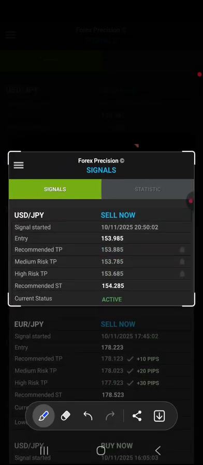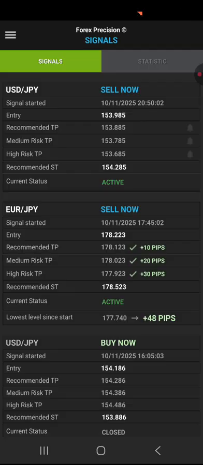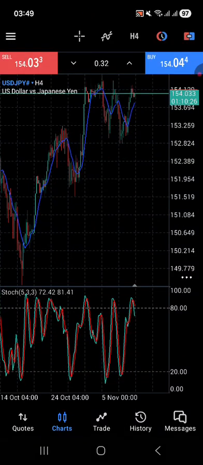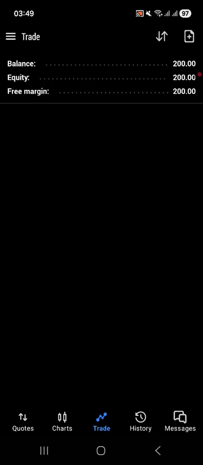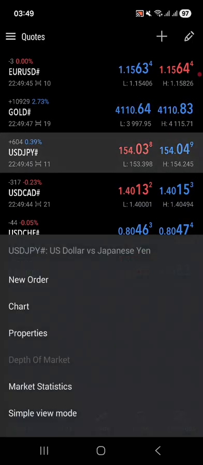And the price is 153.985. I look specifically at this 9.8. So I call out in my head 9.8. We're selling now at 9.8, United States dollar versus Japanese yen. I then go into my app, and I have an open account here with $200 as an example, and I find the currency pair in the quotes here, and I see United States dollar versus Japanese yen.